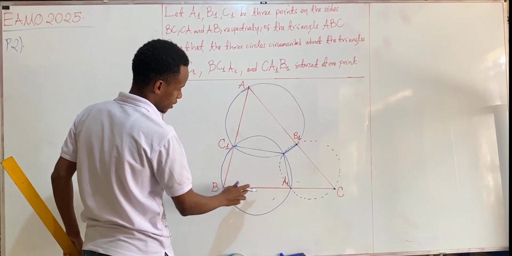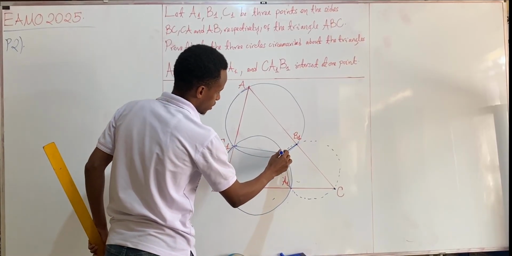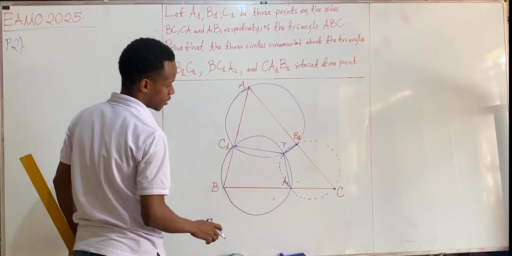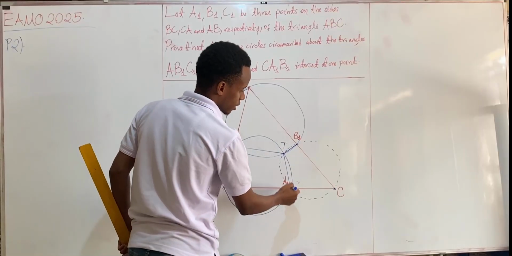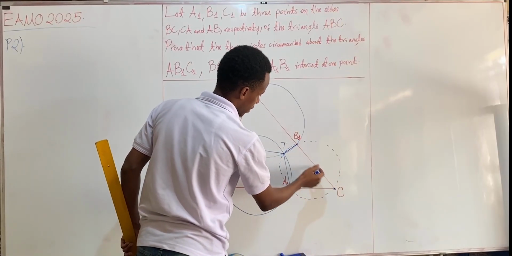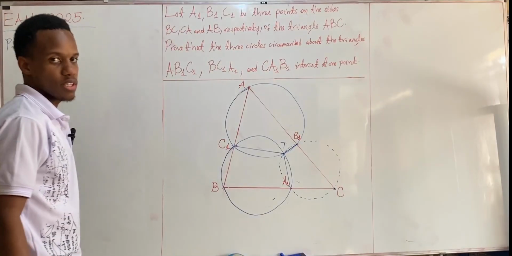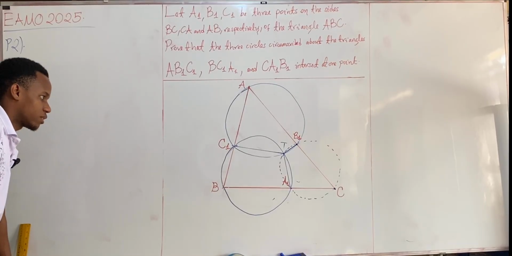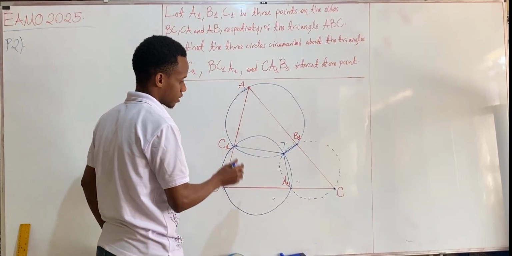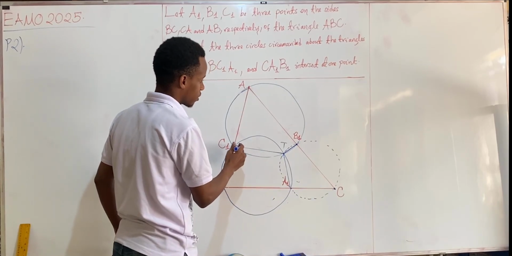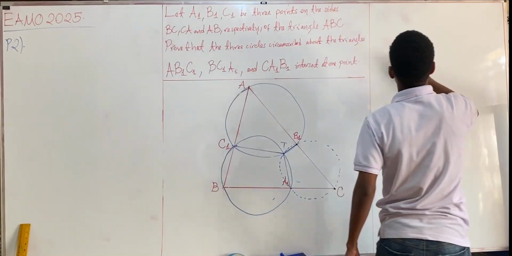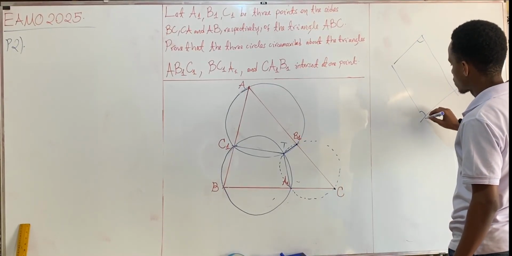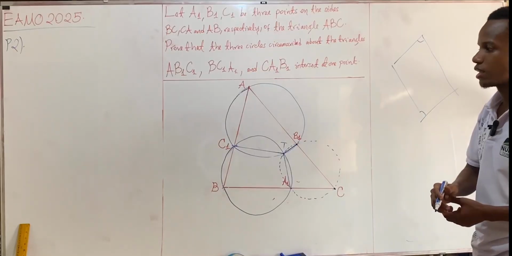quadrilateral B, A1, C1, let's call this point T. Then this quadrilateral is also cyclic by definition, and now we have to show that this quadrilateral formed by B1, C, A1, and T is also a cyclic quadrilateral. Now, in order to do that, we will use some circle theorems, the fact that whenever you have a cyclic quadrilateral, then the sum of opposite angles will always add up to 180 degrees.